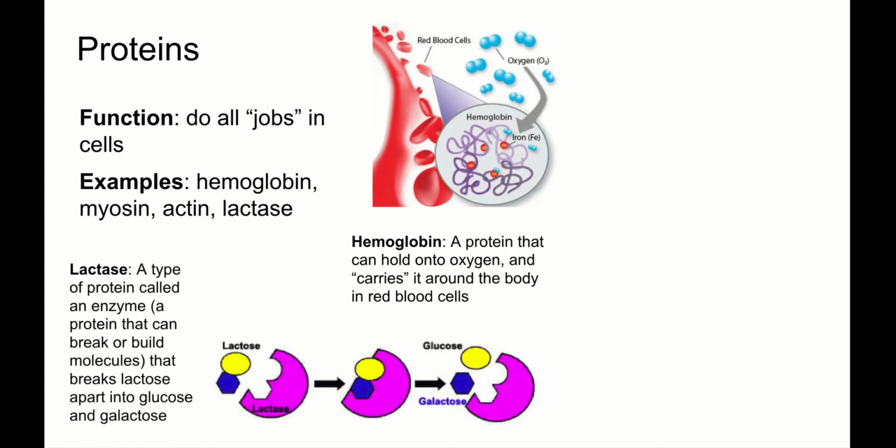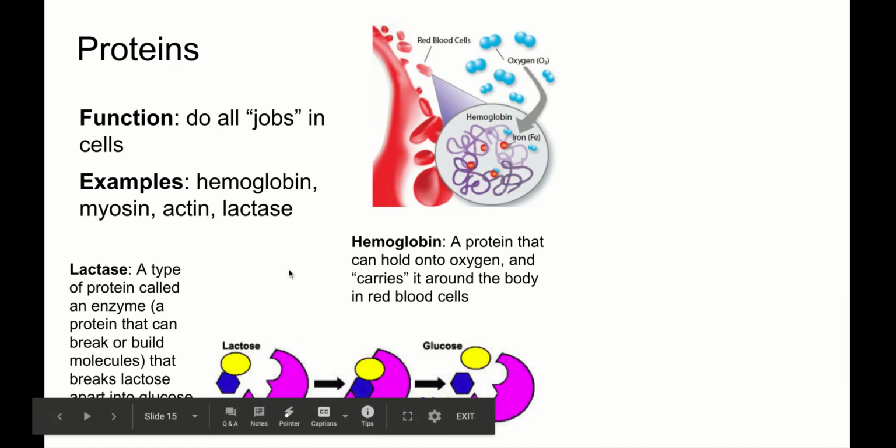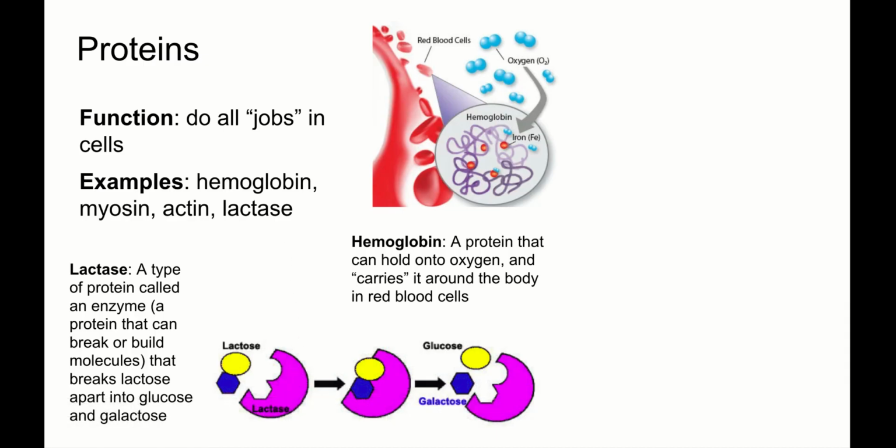The second type of protein I'm going to show you is lactase, and it's the hot pink shape that you're going to see down here. Lactase is a type of protein called an enzyme, which is a protein that can break or build molecules. And lactase breaks lactose apart into glucose and galactose. And it's okay if those words are overwhelming to you. Just watch what happens. Look at the circle connected to the hexagon that go into the hot pink lactase. Lactase breaks them apart into 2 separate molecules, the circle glucose and the hexagon galactose.